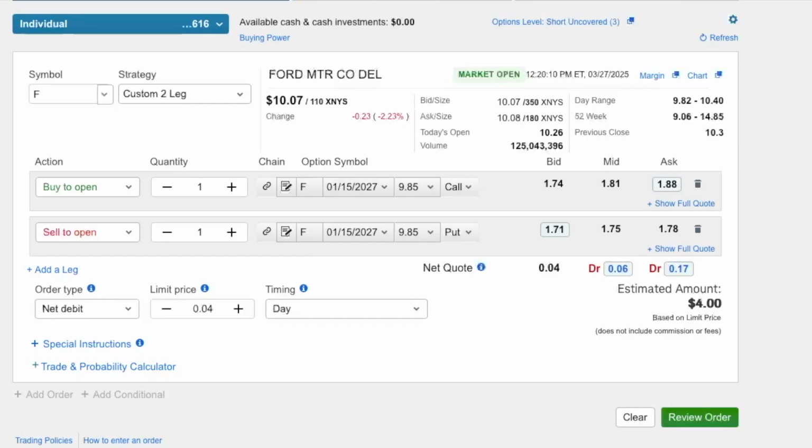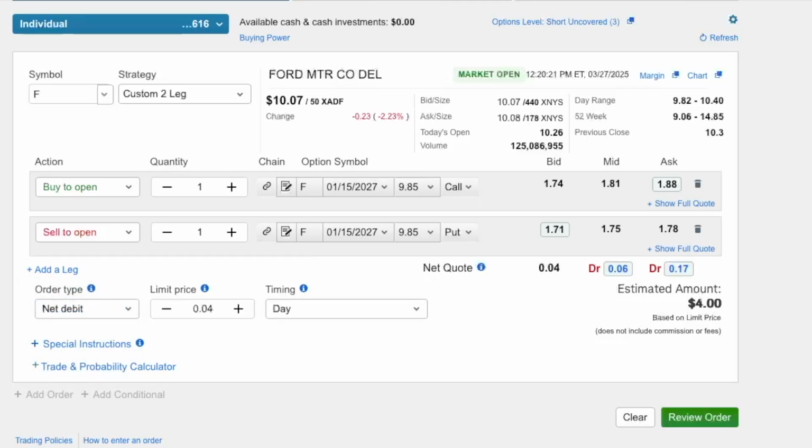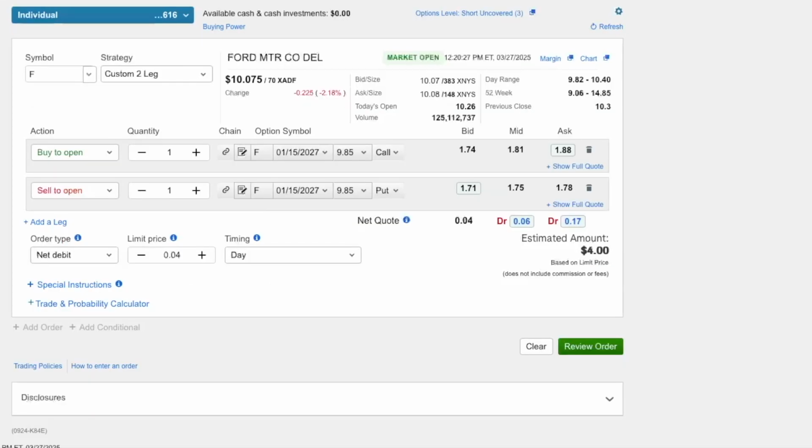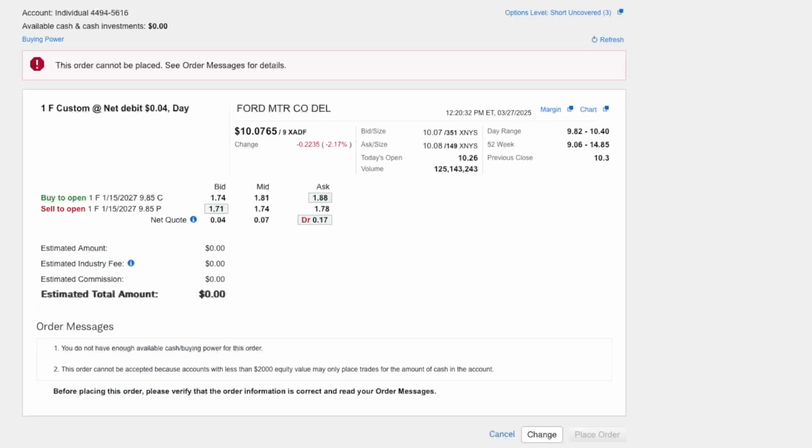And that may or may not go through. And it's valid just for today, a net debit. So this means I'm paying. It would be a net credit if I was making money from this, i.e. if the put price was higher than the call price. When I'm happy with that, I just click on review order. This account has no money, so I can't actually place it, but this would give you that, and you would say place order, and your order would be placed onto the market.